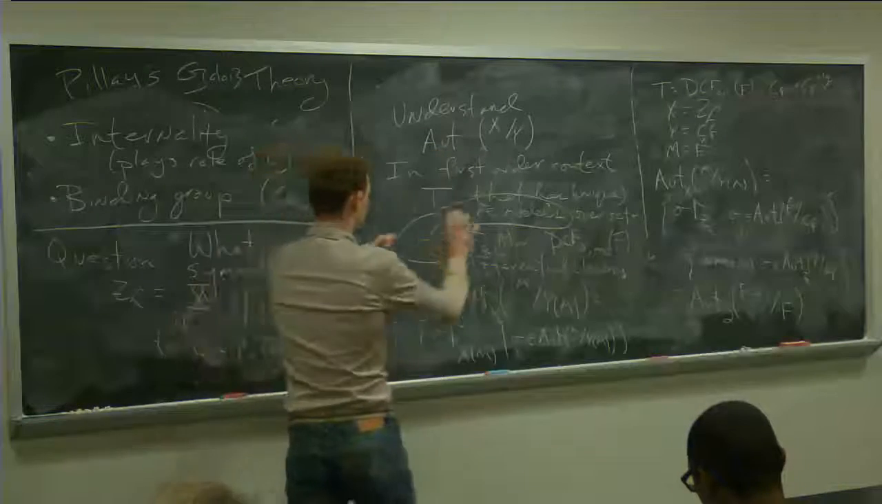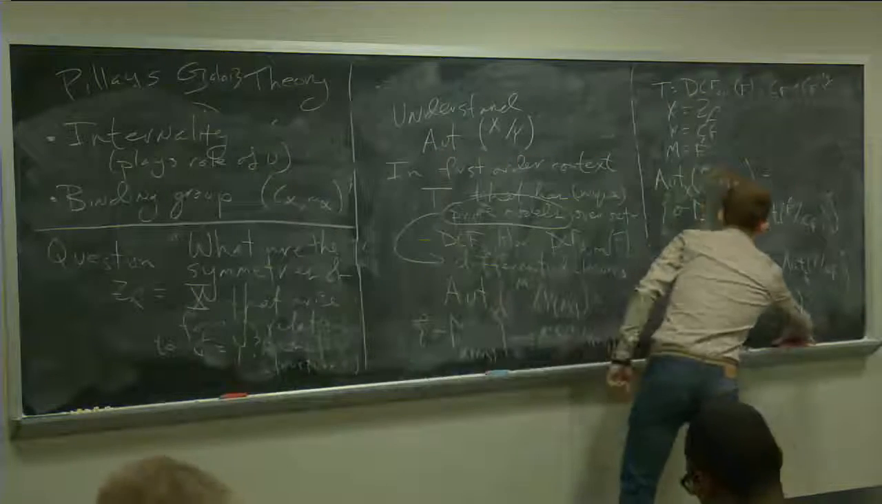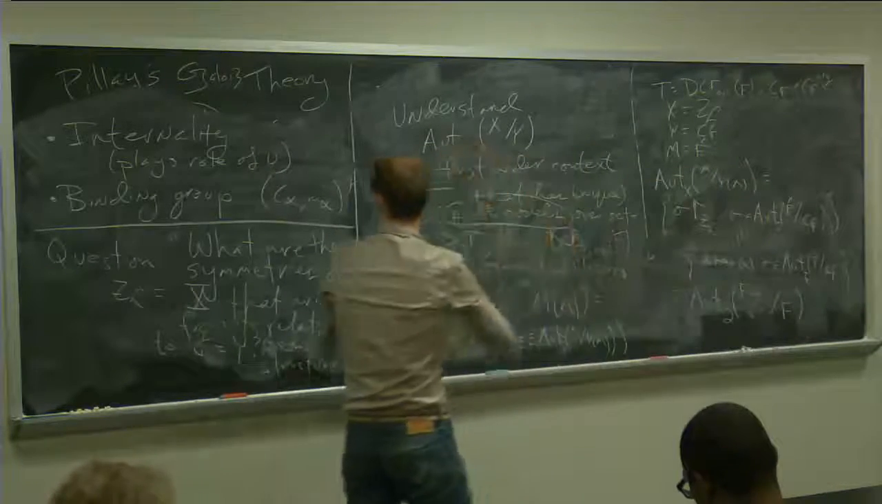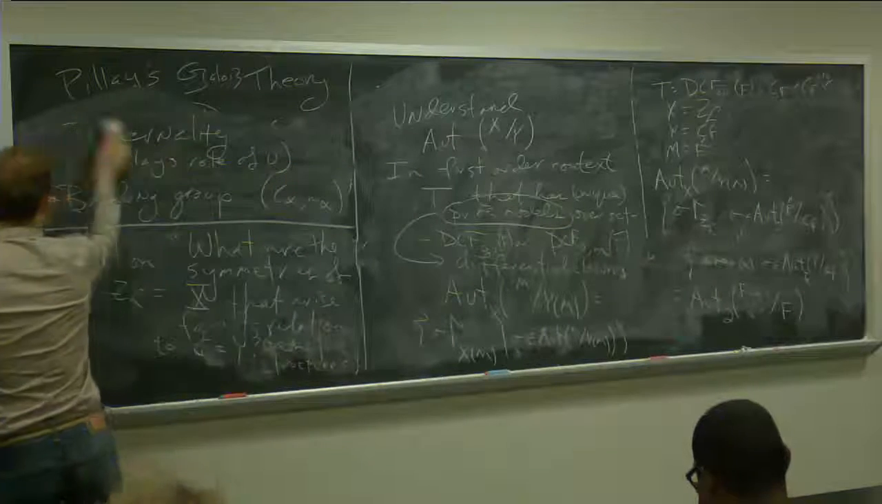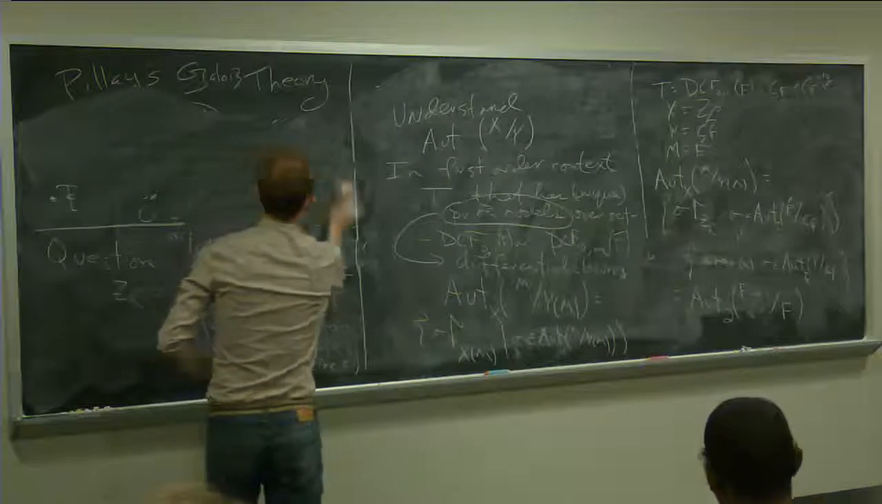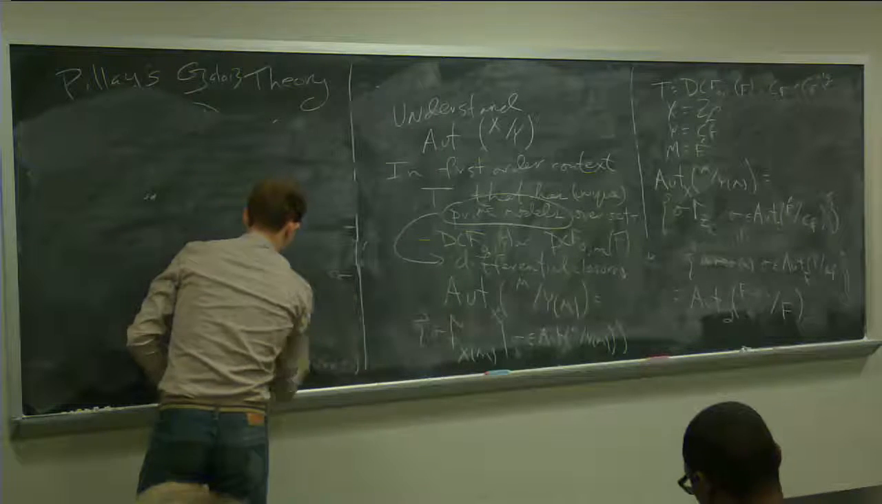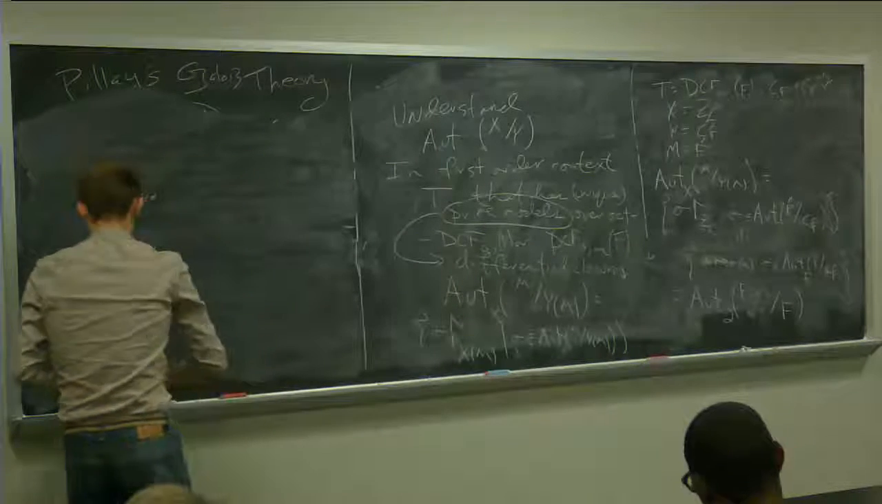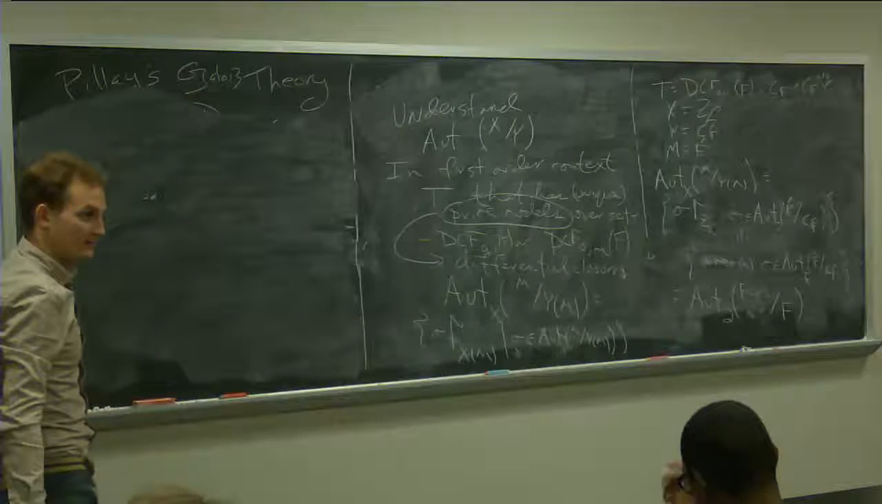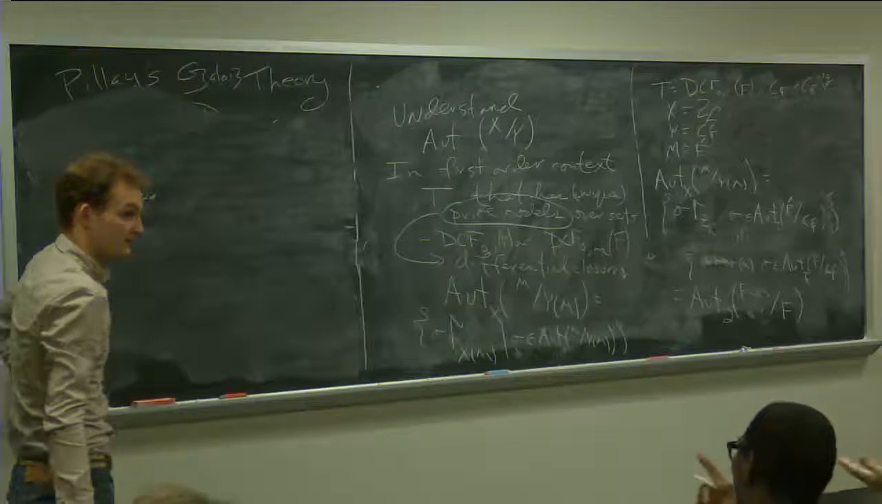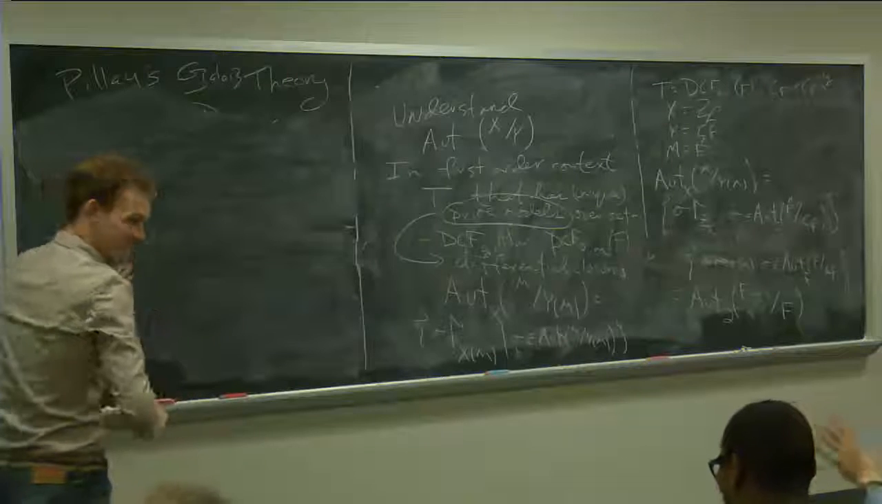So this is the general model theoretic setting. And now we can define the analogs of the sort of parameterization that occurred. Yes. What is called the internality and what is called the binding group? I'm going to get to that.